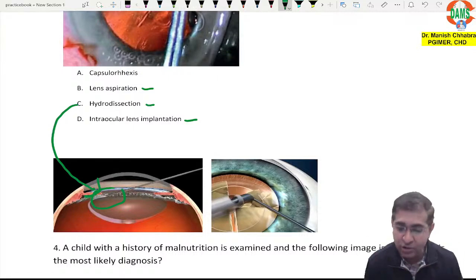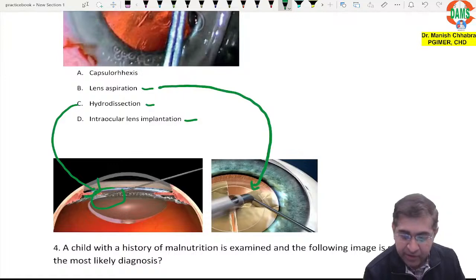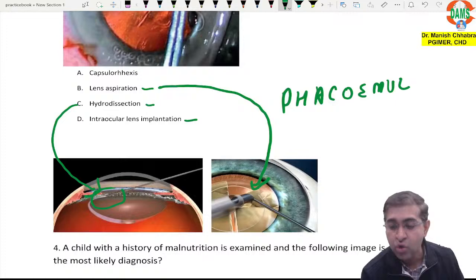Yes, that is hydrodissection. And this is your phacoemulsification. So you break the lens into small pieces and you aspirate it.